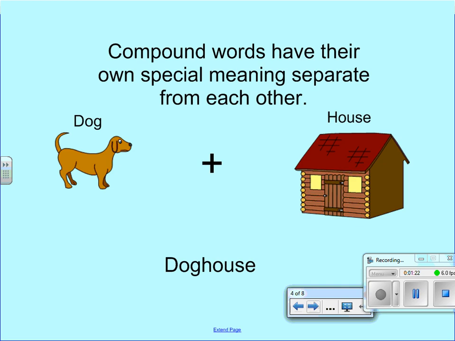Compound words can be tricky. Compound words have their own special meaning separate from each other. For example, a dog is a word to describe an animal, while a house is a word used to describe a place to live. When placed together, you get the compound word doghouse. Doghouse is a place where a dog lives.